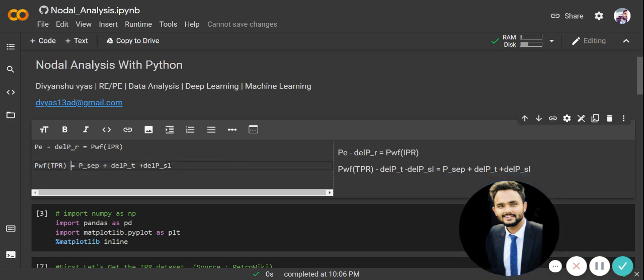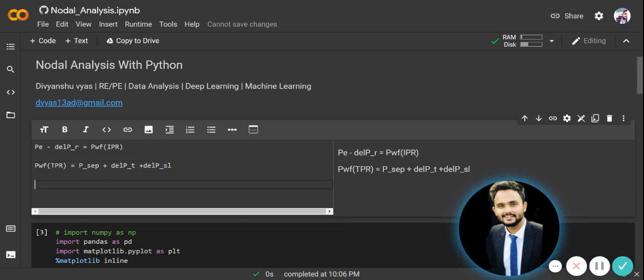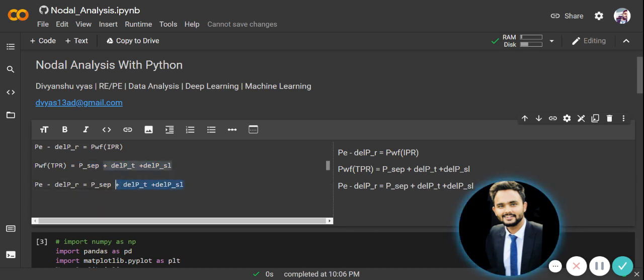Okay? And this equation is for the TPR. According to the nodal analysis, PWF at the TPR should be equal to PWF at the IPR, because at a particular node there cannot be two different pressures. They have to be one pressure. So the ultimate concept becomes PE minus del P of R equals this thing, because we are equating the two equations. And this is the final.